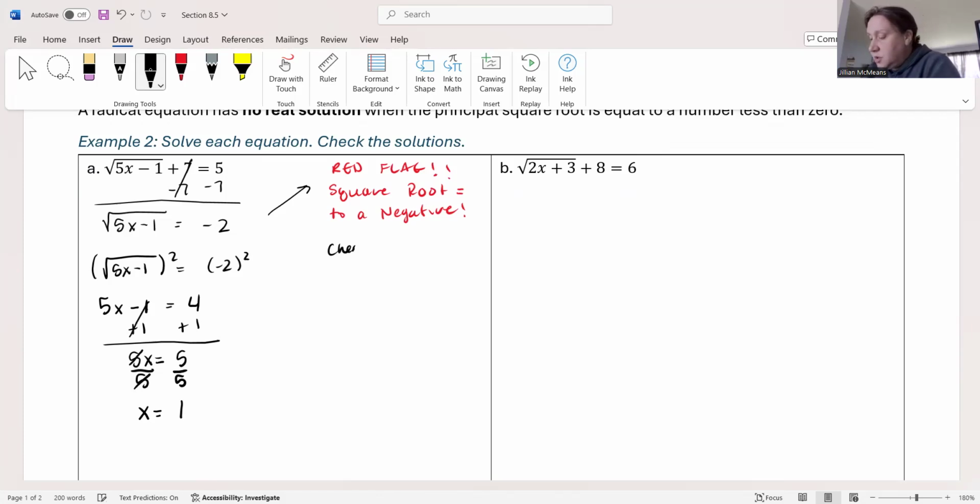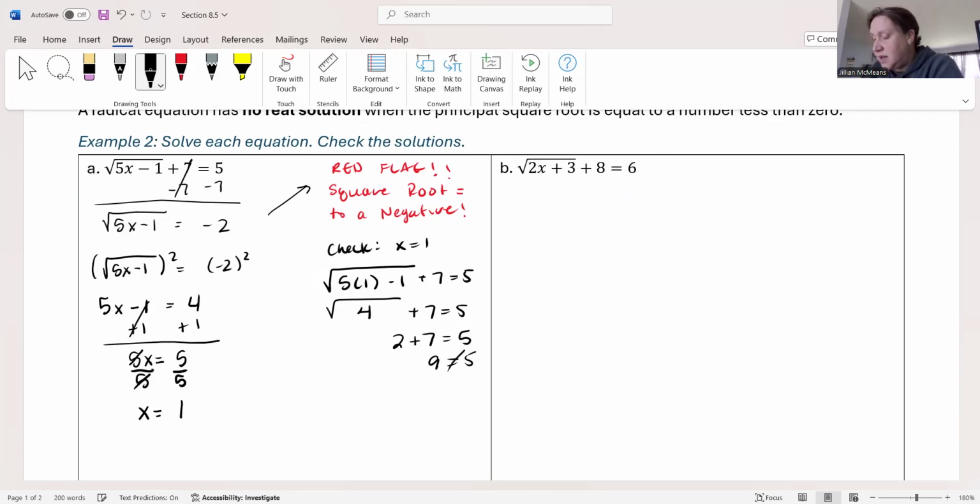When we check our solution, we're going to check x equals 1. Well, I get 5 times 1 minus 1, square root, plus 7 equals 5. Well, 5 times 1 is 5. 5 minus 1 is 4. Well, the square root of 4 is 2. 2 plus 7 is never going to be 5. 2 plus 7 is 9, which does not equal 5.